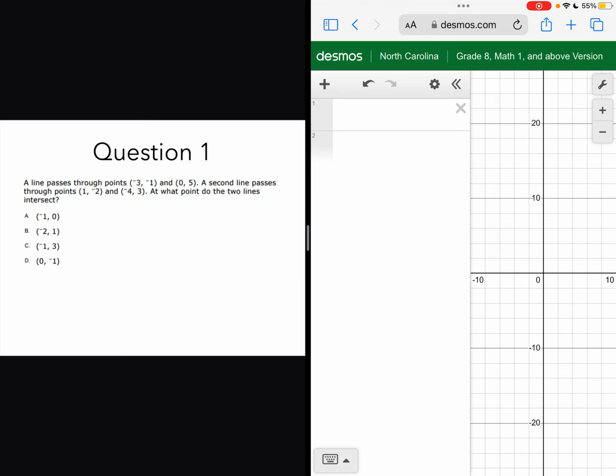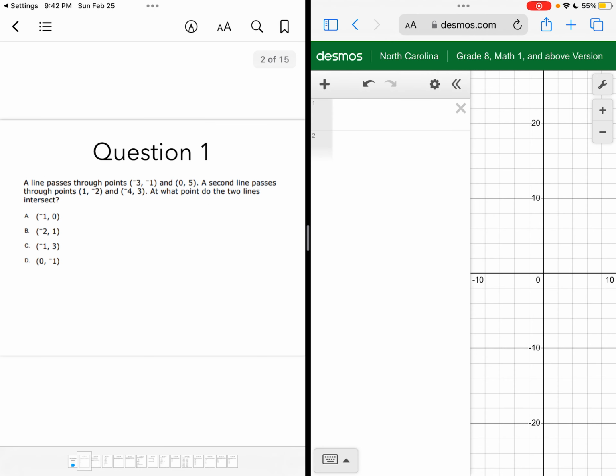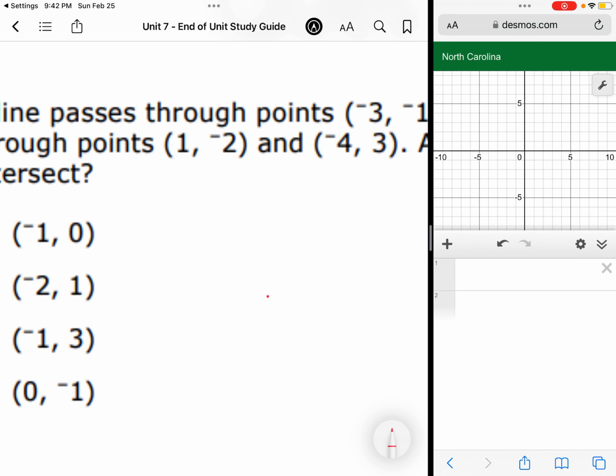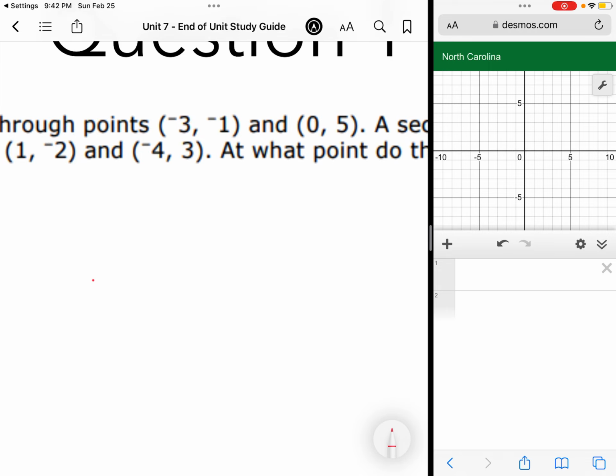Okay, so the first question says a line passes through the points, gives me 2 points. It says a second line passes through those points. At what point do the two lines intersect? So I have to get myself two equations first. So I know based on my 2 points that I have to do slope.